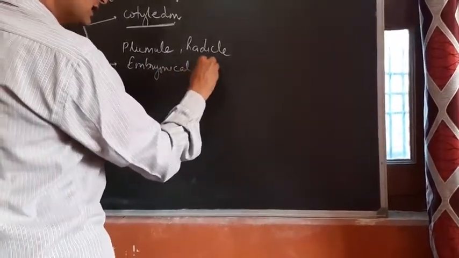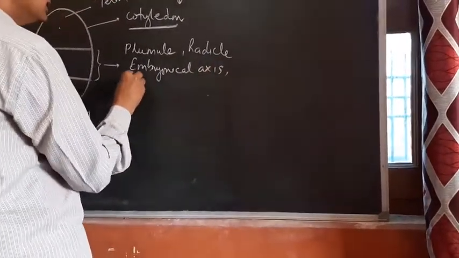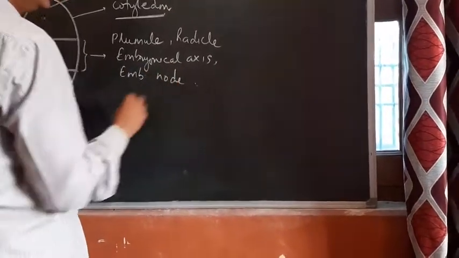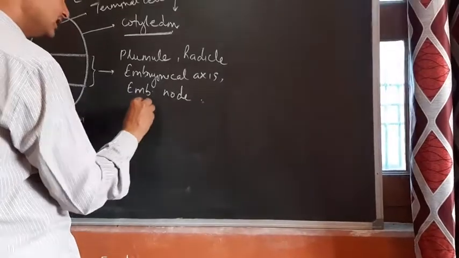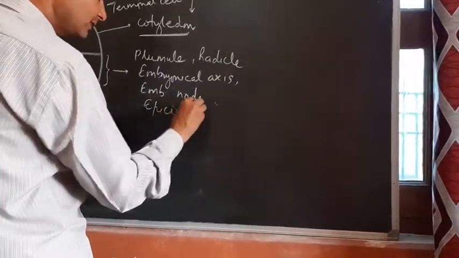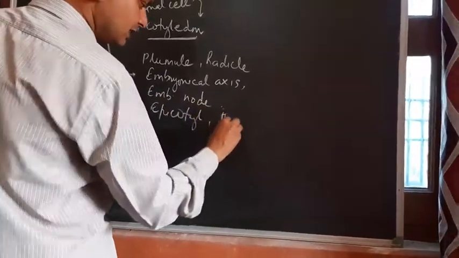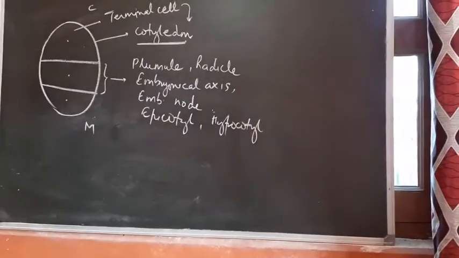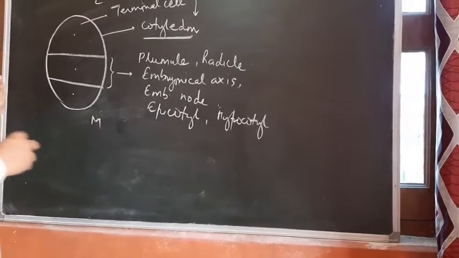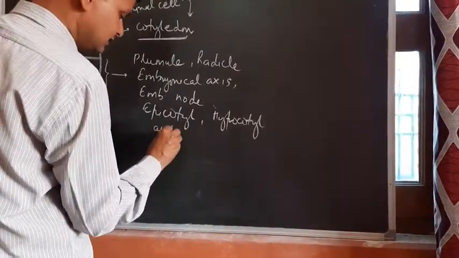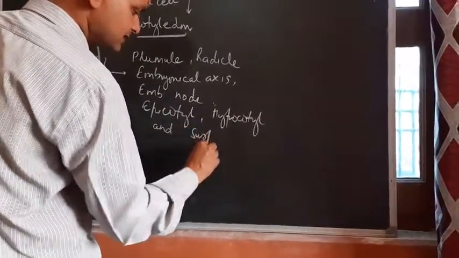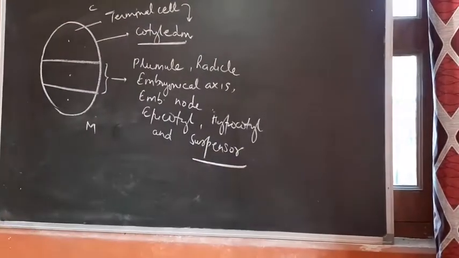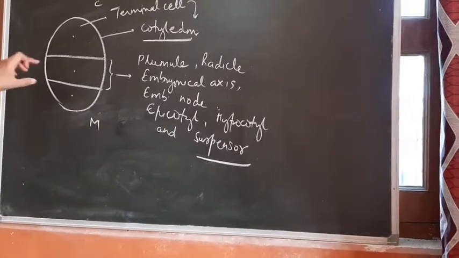Embryonical axis. It will form the embryonical node. It will form the epicotyle, and also it will form the hypocotyle. And along with that, there is one more which has to be mentioned, and the suspensor. All these structures are going to be formed from the middle cell.